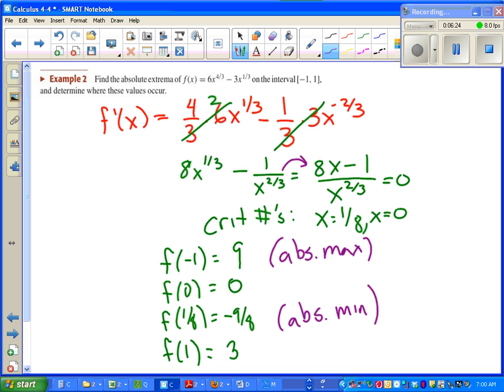If you want, you could go ahead and find an appropriate viewing window in your graphing calculator and verify this with a graph.